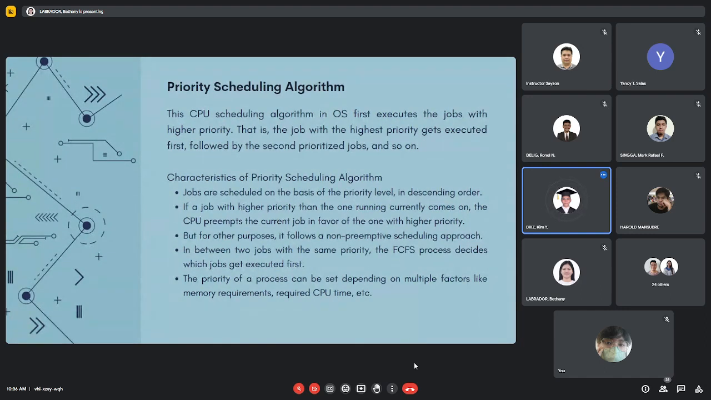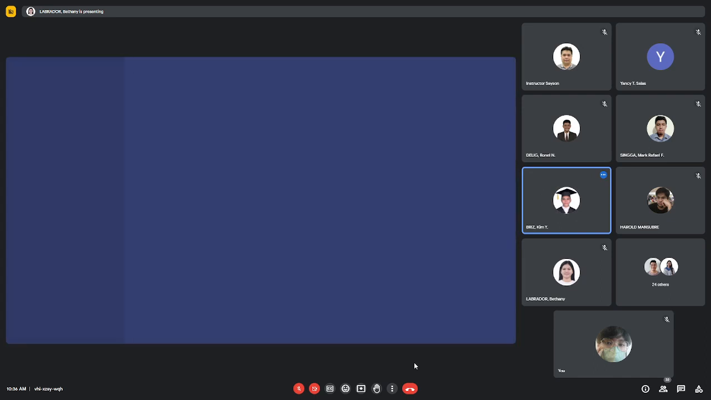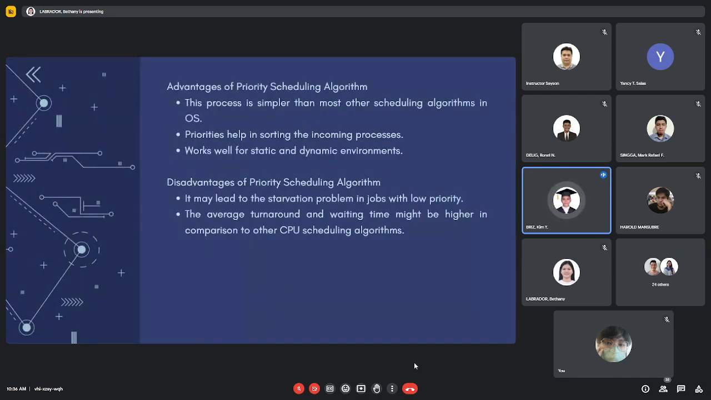Now, why do we actually use the priority scheduling algorithm? These are the advantages of the priority scheduling algorithm. First, this process is simpler than most other scheduling algorithms in OS. Second, priorities help in sorting the incoming processes. And lastly, it works well for static and dynamic environments.